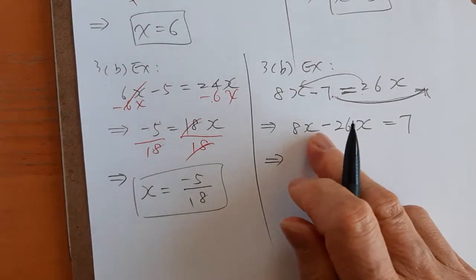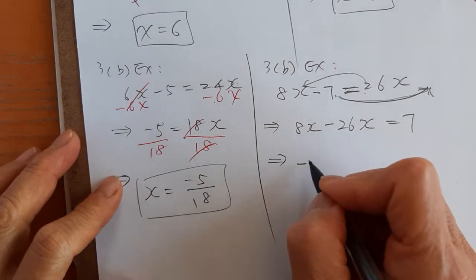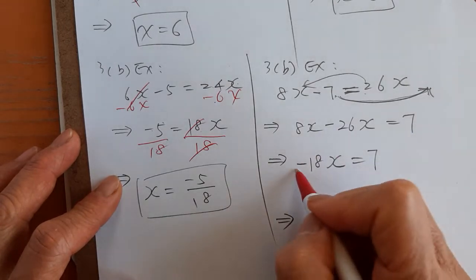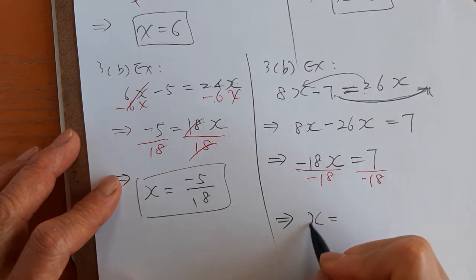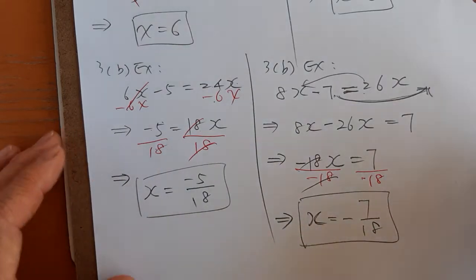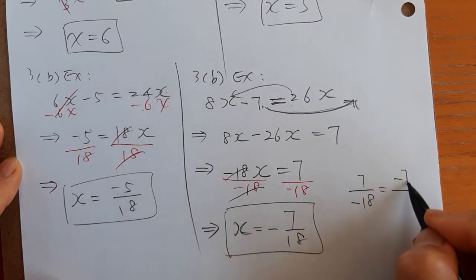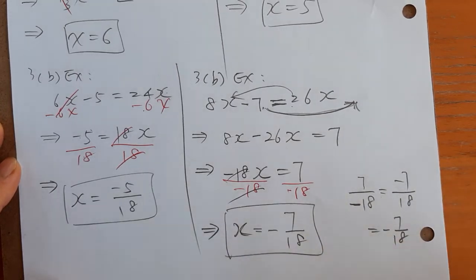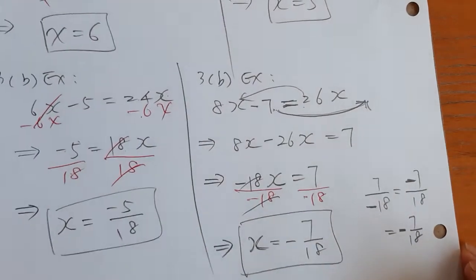So then the x terms can be combined. 8x minus 26x is negative 18x equals 7. Then divide by negative 18 on both sides. So you will get x equals, this cancels, negative 7 over 18. Like this one, 7 over negative 18 is equal to negative 7 over 18. So this negative sign you can put on the denominator, or on the numerator, or in front of the fraction. They are equal.